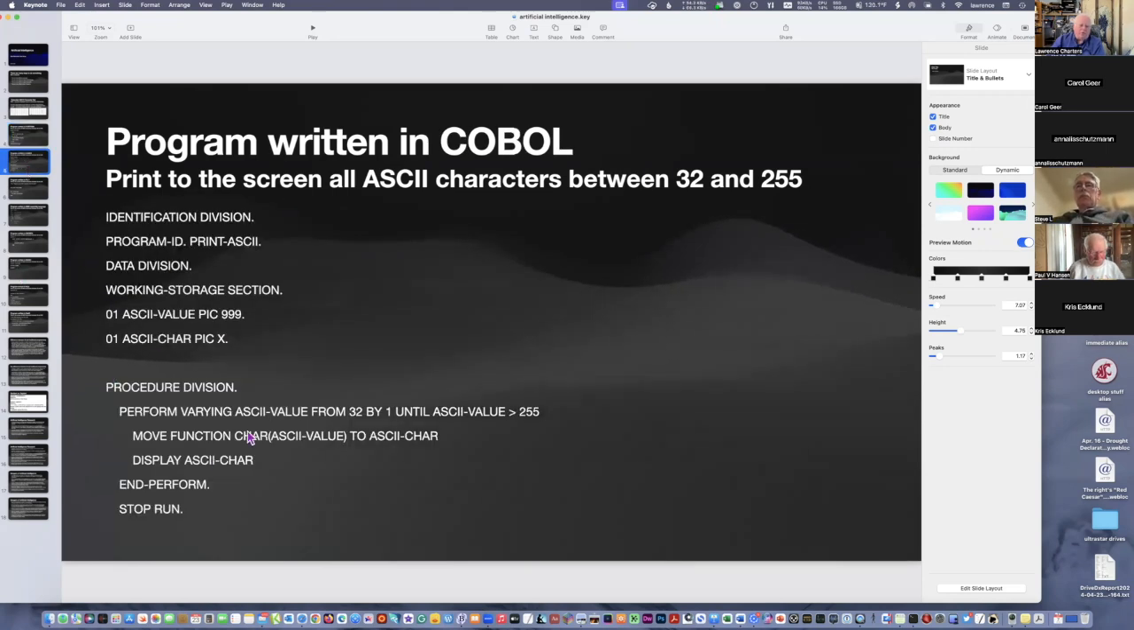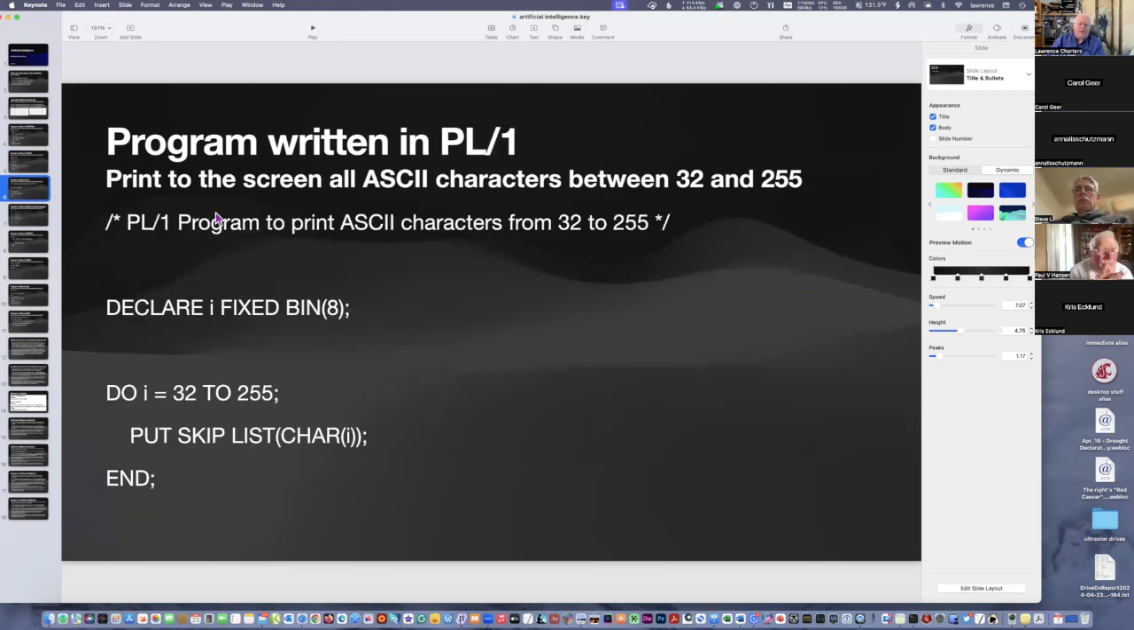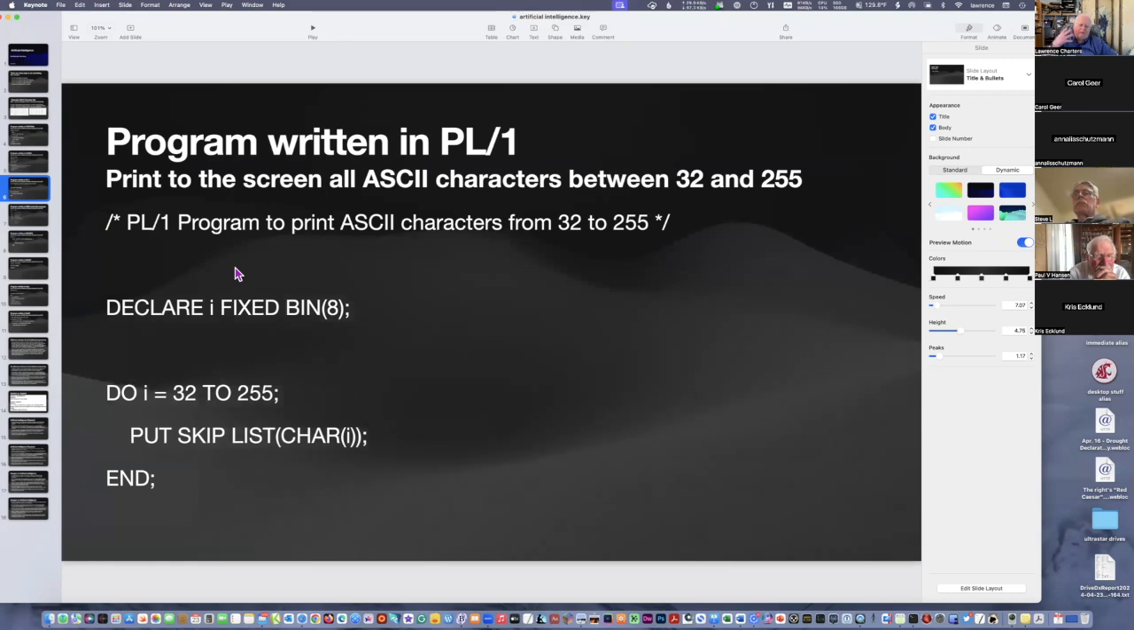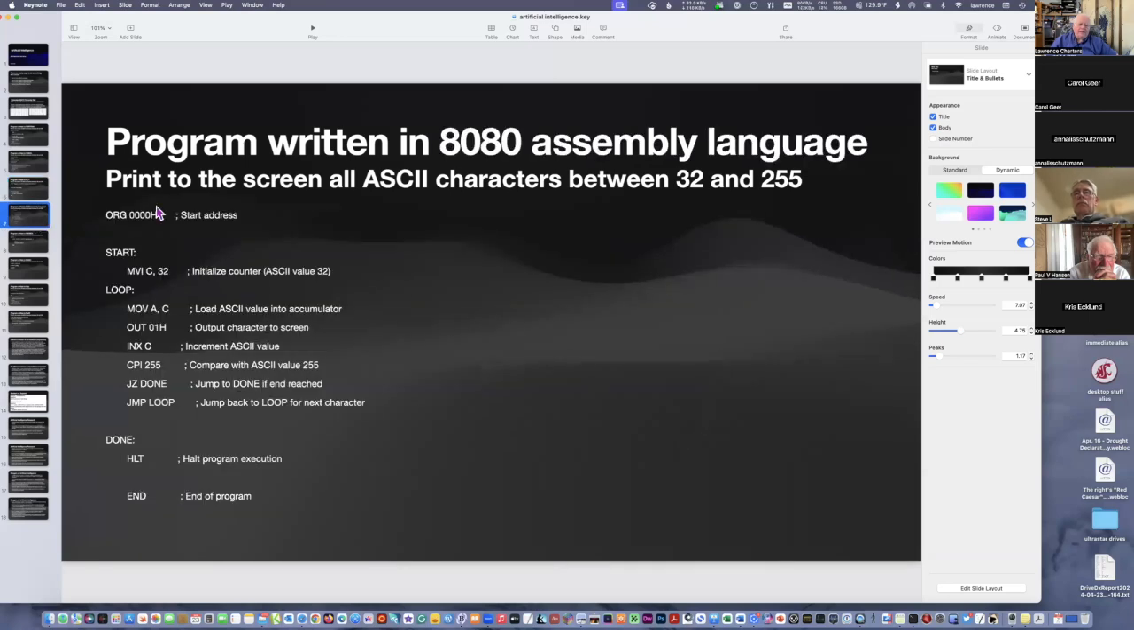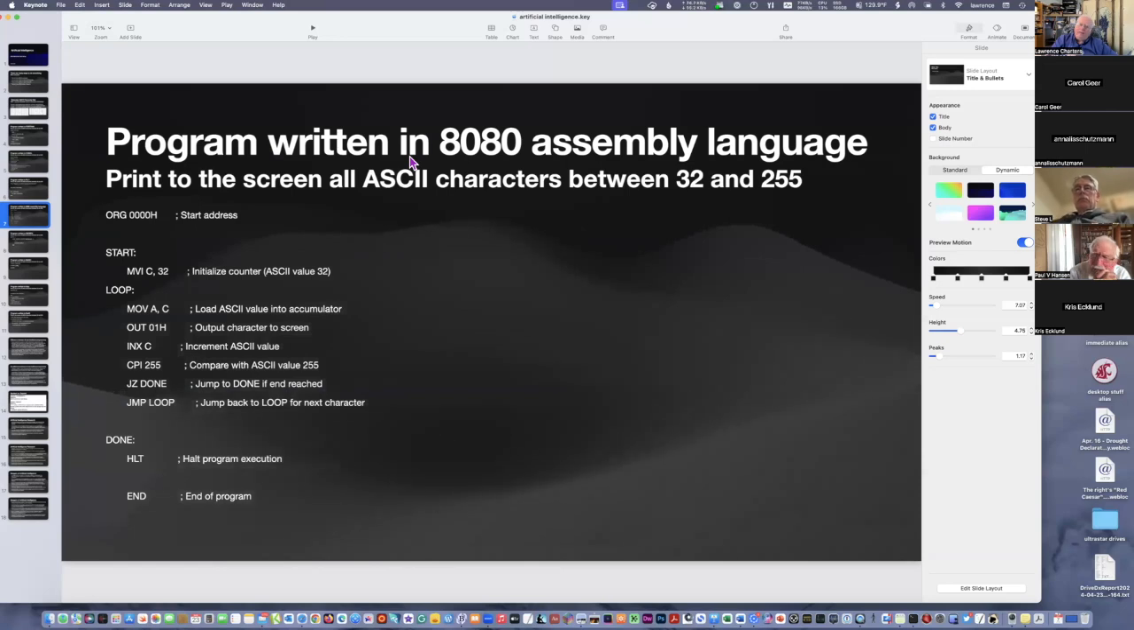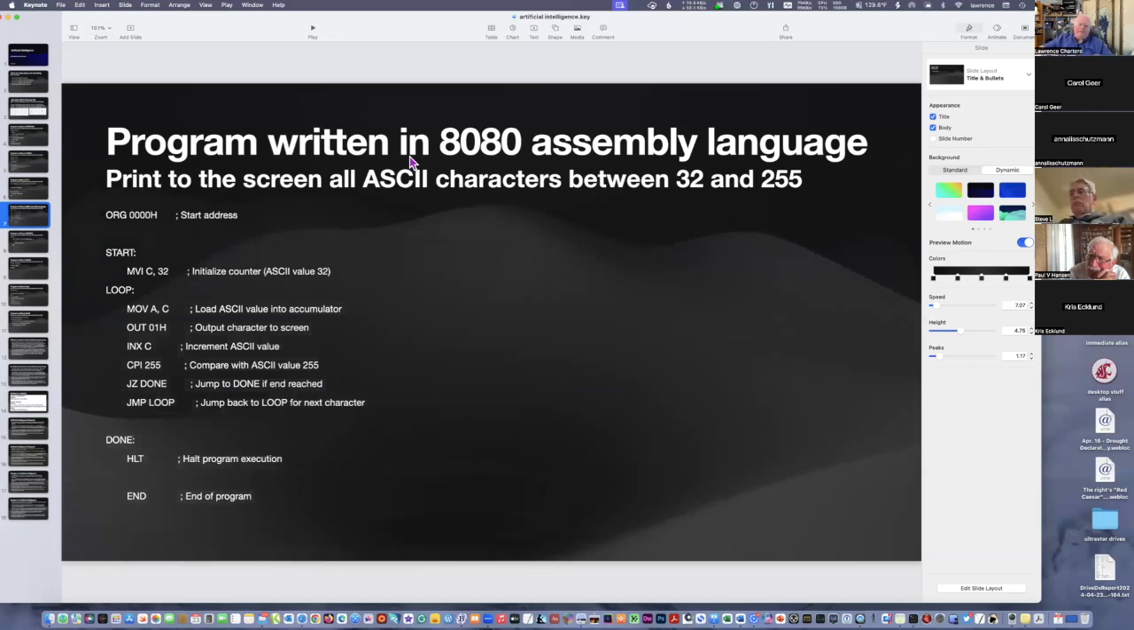This is a COBOL program to do the same thing, print out those characters. Here's a PL1 program to do that. PL1's not used anymore, but at one point, IBM said this was going to be the programming language that everybody used. That's why it's called PL1, Programming Language 1. Here is an 8080 assembler language program to print out those same characters. Assembler is kind of like if you wanted to knit and you started off with the sheep and you actually sheared the sheep and carded the wool and made the strands and so on and so forth.